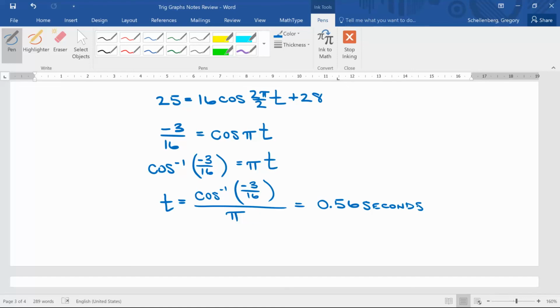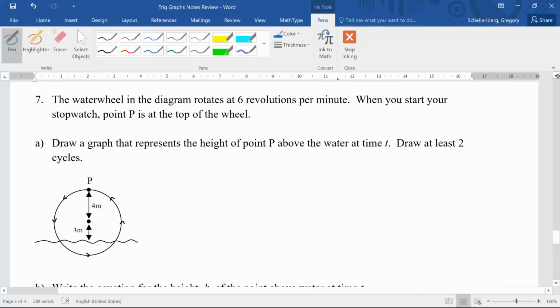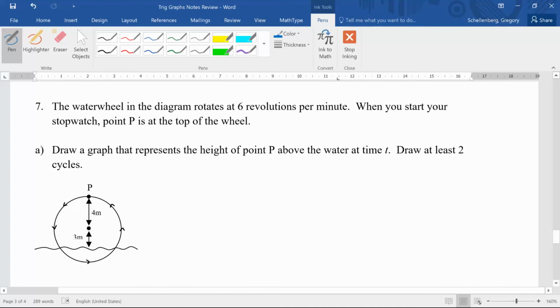Okay, and we'll do one more here. So the water wheel in the diagram rotates at 6 revolutions per minute. If it can do 6 periods in a minute, how long does 1 period take? That's our t value, and that would be 10 seconds. So it'll take 10 seconds to go around once. That means we can do 6 times 10, 60 seconds. We can do 6 revolutions in a minute.